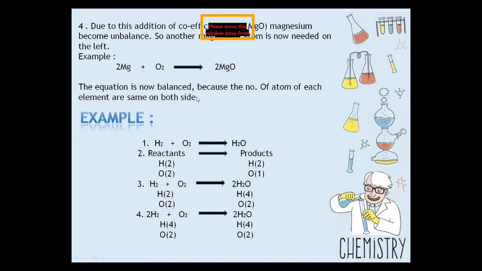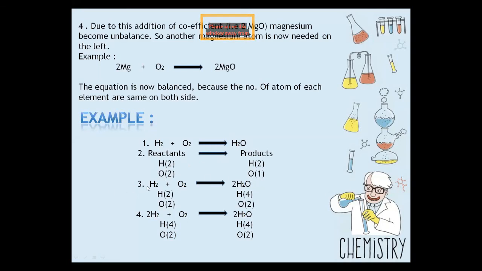So what will you do to balance the equation? You will add a suitable coefficient in front of the reactants or the product to balance the equation. Another example is given here. When hydrogen reacts with oxygen, the product is water. In the reactants, there are 2 hydrogen atoms and 2 oxygen atoms. The product is H2O. Here, H2 means 2 hydrogen atoms and only 1 oxygen atom. So we need one more oxygen atom in the product.